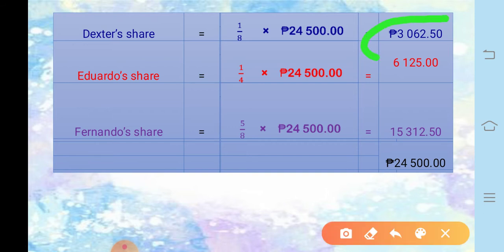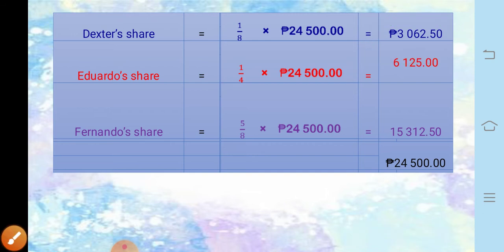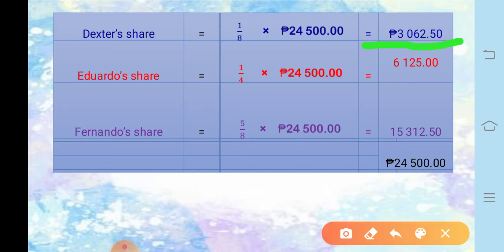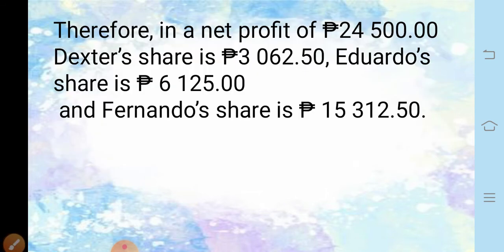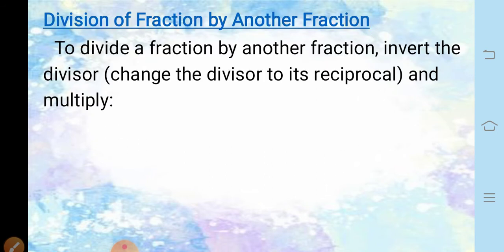So Dexter's share is 3,062.50. Okay. Ayan. Ito po yung kay Dexter. And then Eduardo's share is 6,125. Then Fernando's share is 15,312. And then a total of 24,500, which is the net profit. Okay. Therefore, in a profit of 24,500, Dexter's share is 3,062.50. Eduardo's share is 6,125, and Fernando's share is 15,312.50. Okay, let's go to division of fraction by another fraction.